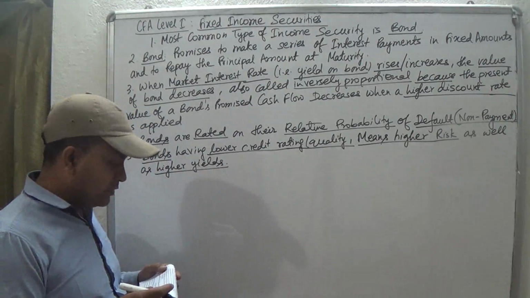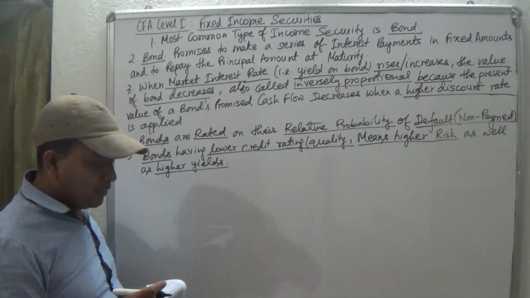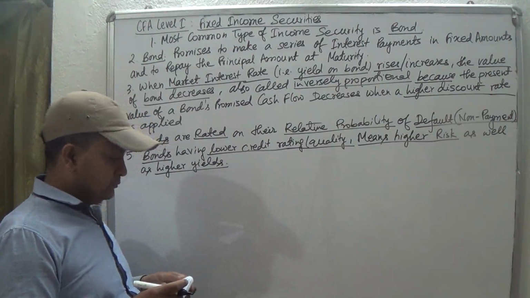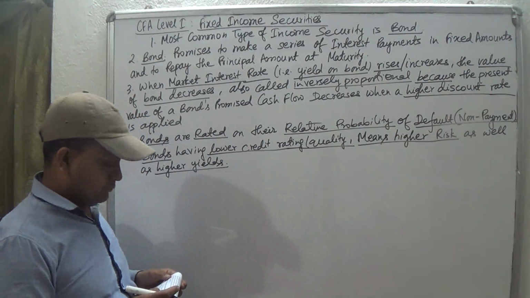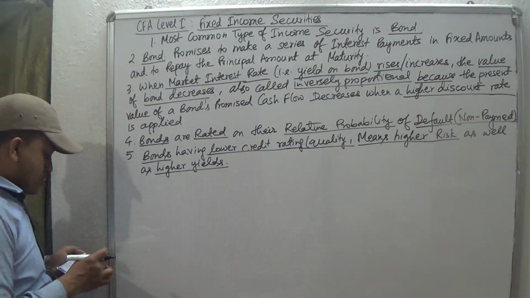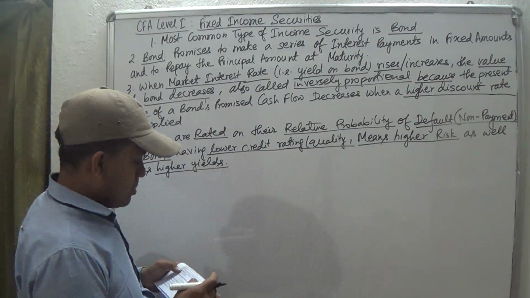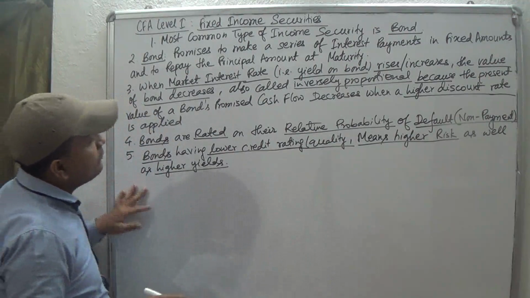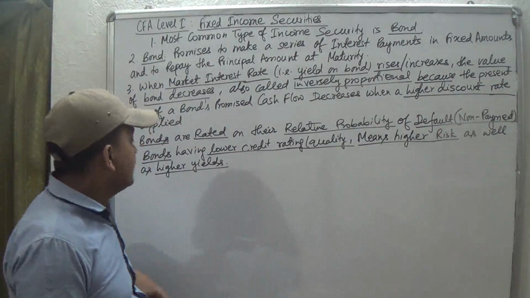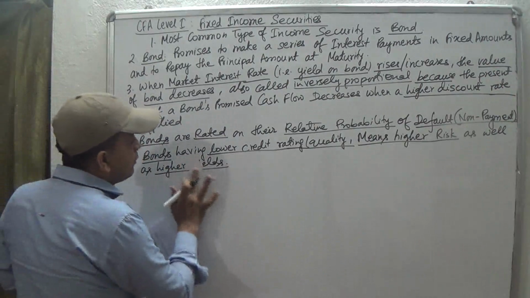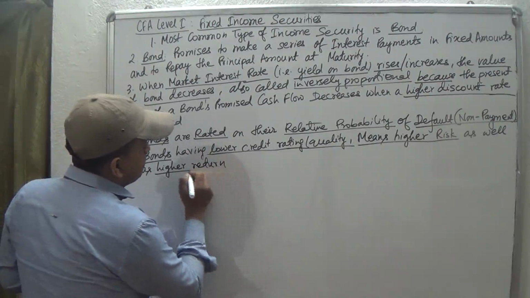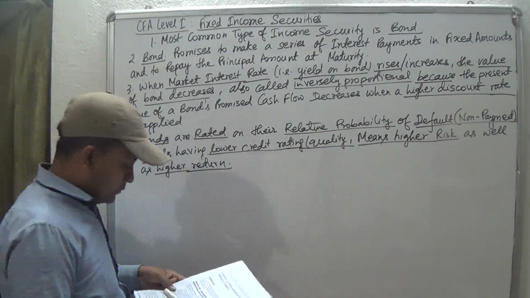So a decrease in a bond's rating, that is an increased probability of default, will decrease the price of the bond, thus increasing the yield. Bonds having lower credit quality simply means higher risk as well as higher yield, or you could say higher return.